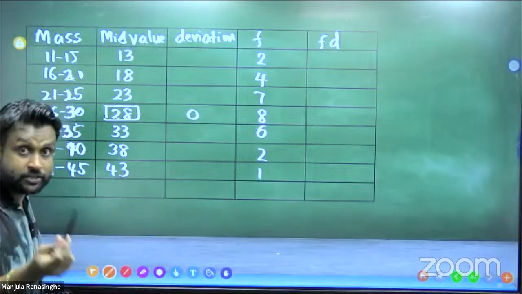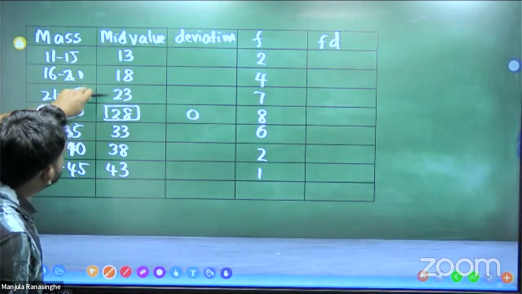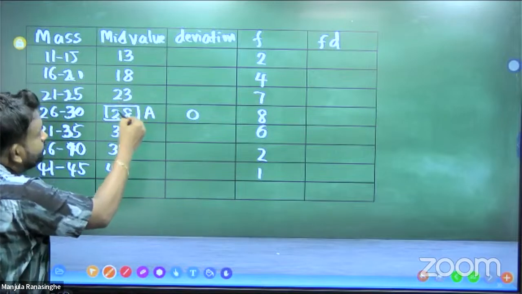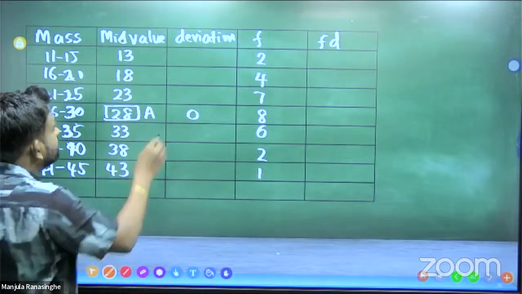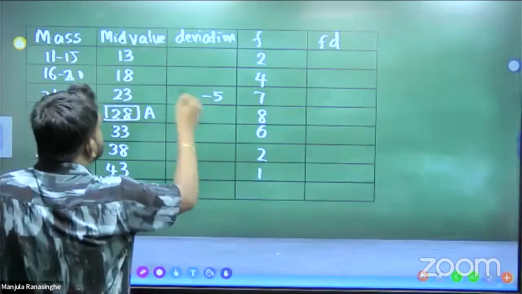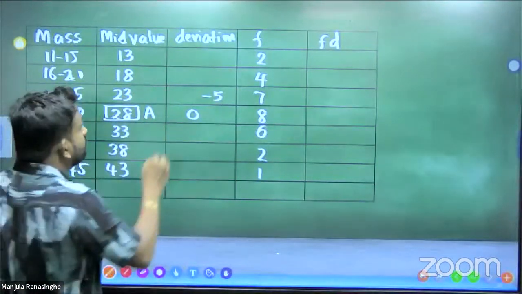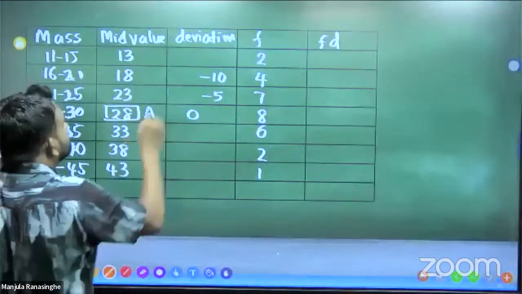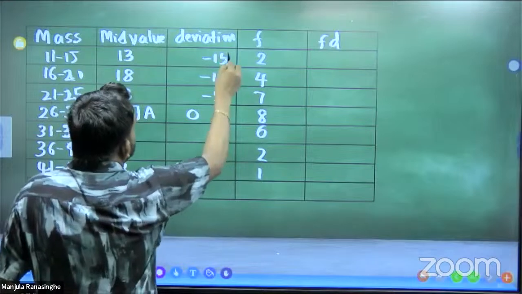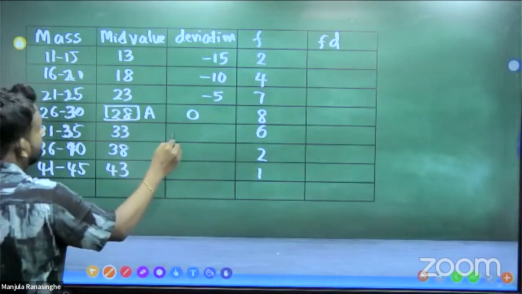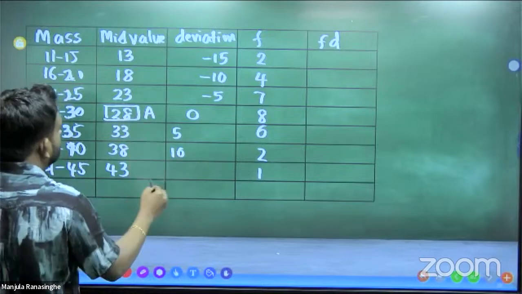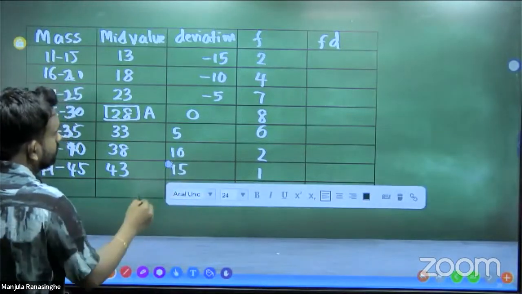So how to find the deviation? This mid value subtract the assumed mean. This is the assumed mean. So 23 subtract 28. So what is the answer? That is -5. Then 18 subtract 28, so what is the deviation? That is -10. Here subtract 28, that is -15. Okay, then here subtraction gives +5, here +10, and here +15.